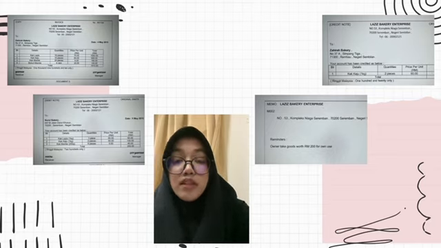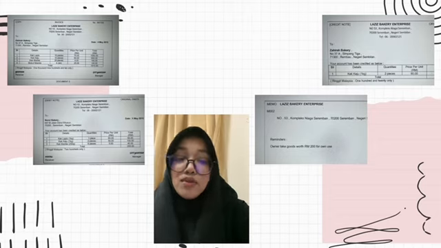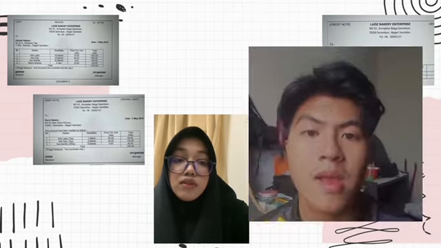So from the examples that I showed you, we know the credit note is issued mostly by the seller and the debit note mostly by the buyer. Also, the purpose of a credit note is to adjust or reduce the amount owed by the buyer.